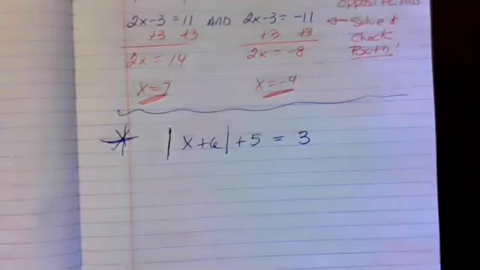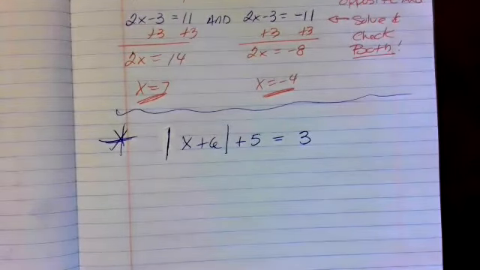This next example, the absolute value of x plus 6, plus 5, is equal to 3.